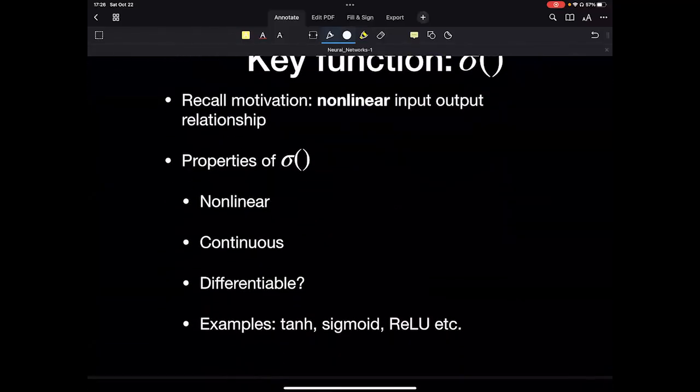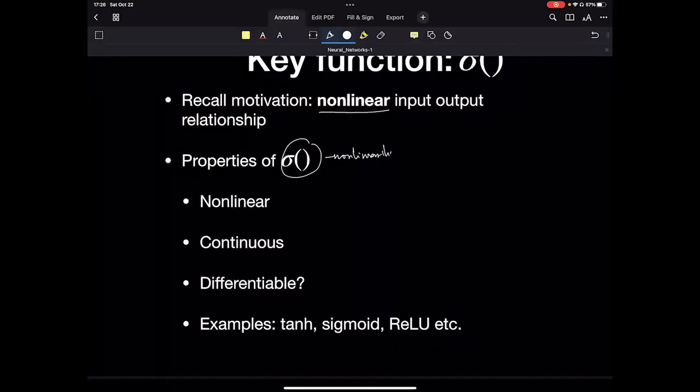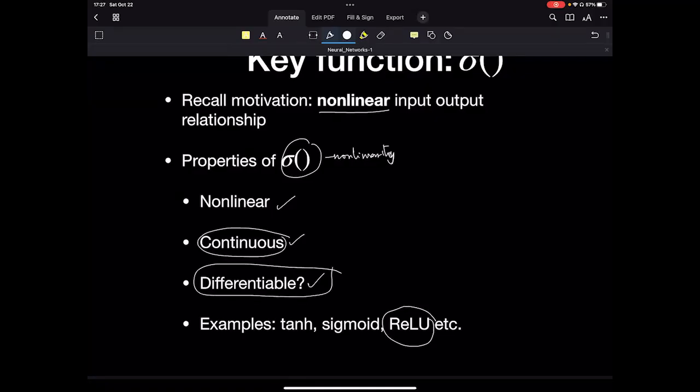Let's recap what we have done. This is the motivation that we have this nonlinear IO relationship. And what are the properties of the sigma itself? By the way, this is just a representation for the nonlinearity. Clearly it is nonlinear. It's continuous. And for differentiability, I have a question mark, especially when we come to this class of rectified linear units. Why am I asking this question about continuity, and importantly, differentiability of our nonlinear component of the neuron? Why should we be interested in the sigma being differentiable or not?